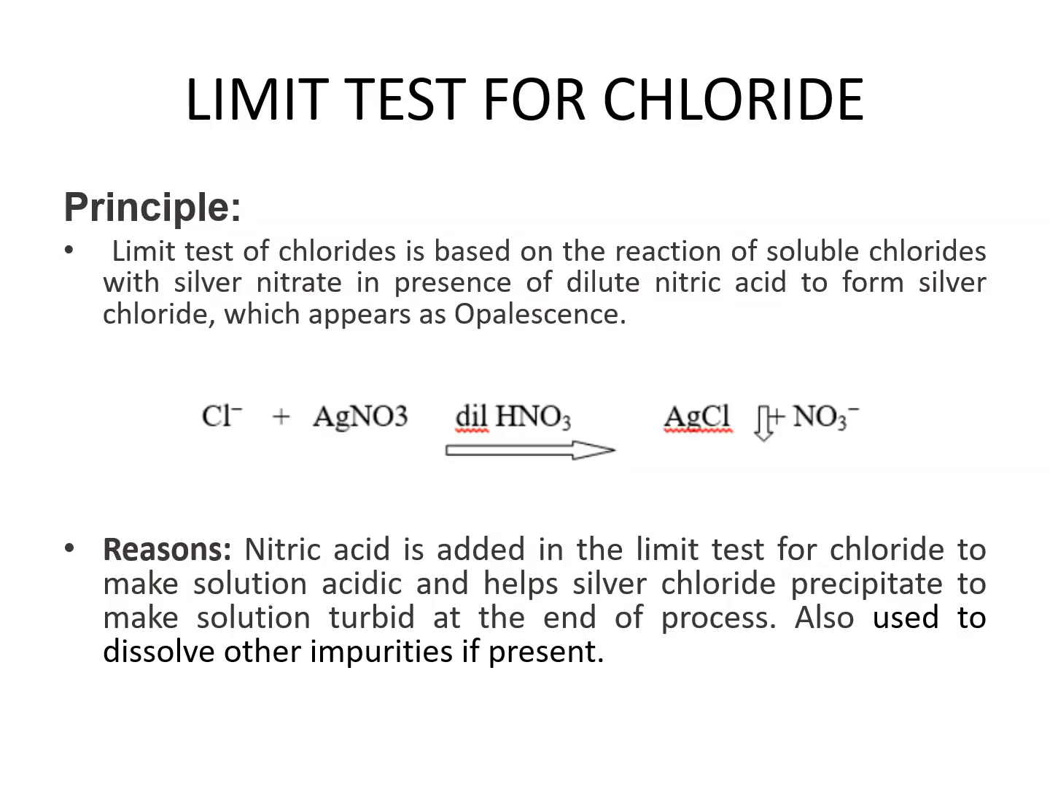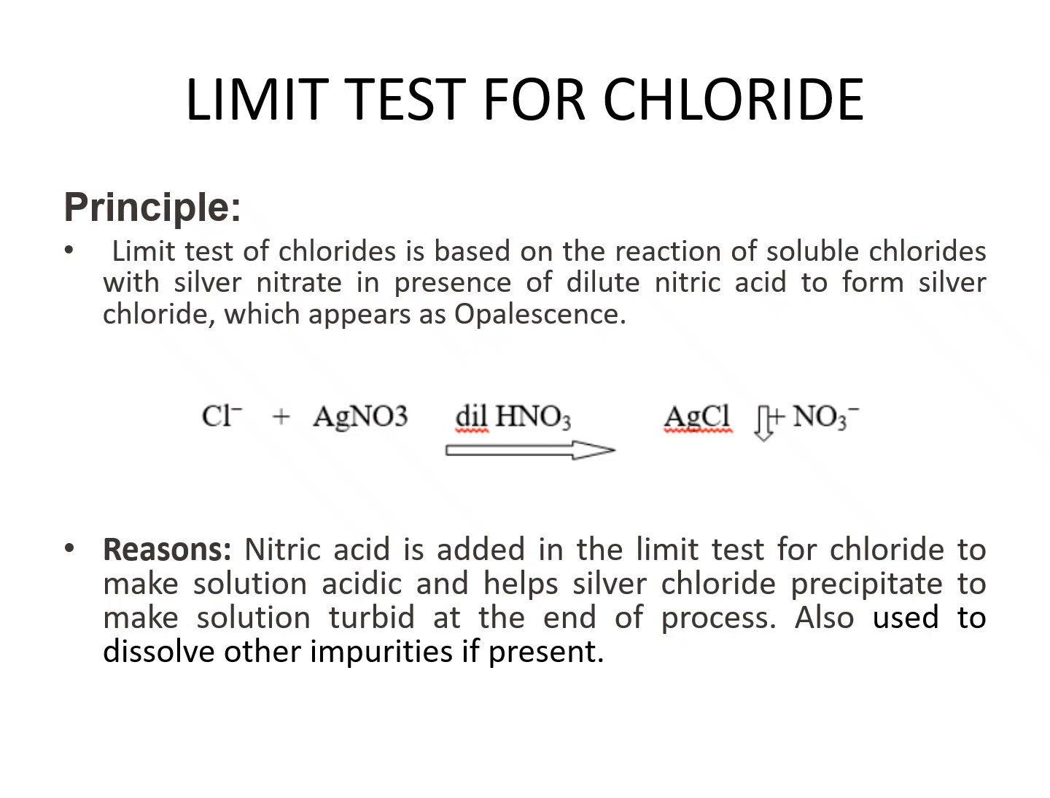We are going to study the limit test for chloride. So what is the basic principle behind the limit test for chloride? Here the soluble impurity, that is chloride, is the impurity in our sample. The chloride in our sample reacts with silver nitrate, which is the reagent that we add during the procedure. So this chloride impurity reacts with the silver nitrate in the presence of dilute nitric acid.